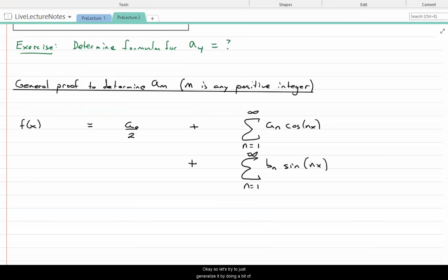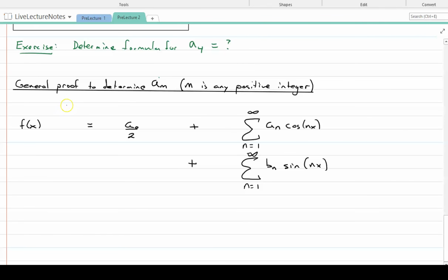Okay, so let's try to generalize it with a bit more fancy notation. Suppose I want to know the coefficient am. So m is any number, all right? I'm just leaving m arbitrary. M could be 1, 2, 3, 4, 5, any positive integer, but I'm going to leave it as m, so you can use the formula for any integer. What should I do to both sides? Hopefully by the previous example you have the idea of what I should do is multiply both sides. Sorry, going a little bit too fast.